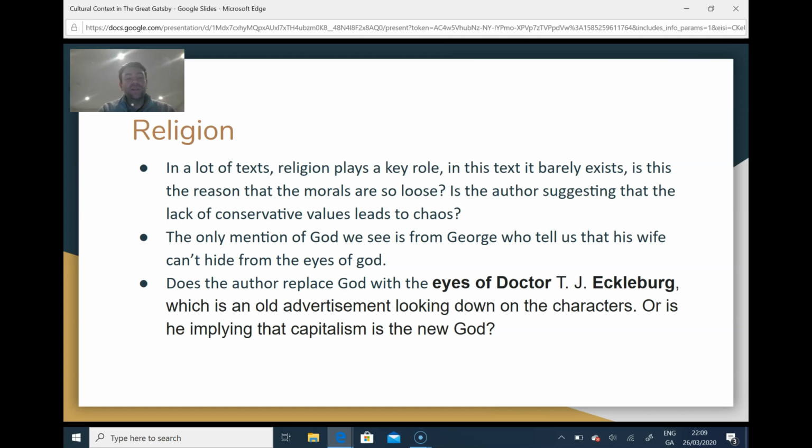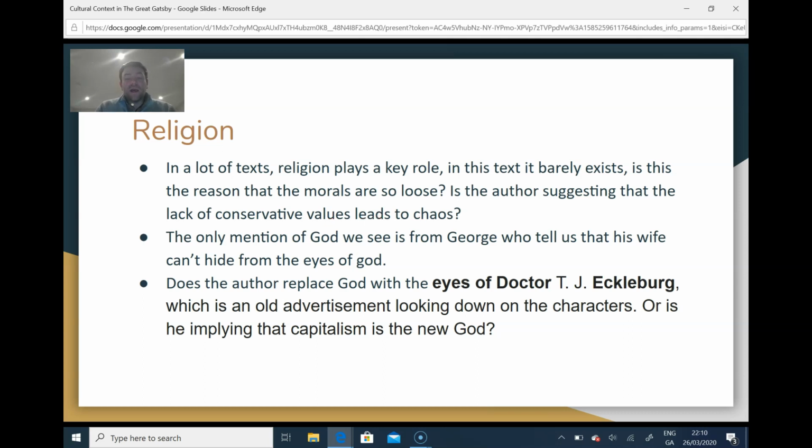Okay, is this the reason the morals are so loose? Is the author making a point that in the absence of religion, chaos reigns? And I suppose in this text, chaos does reign a little bit. We end up with a couple of deaths. We end up with affairs, marriages broken. Is the author suggesting the lack of conservative values leads to chaos?